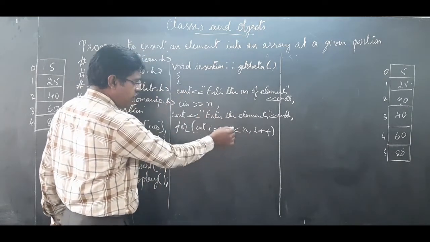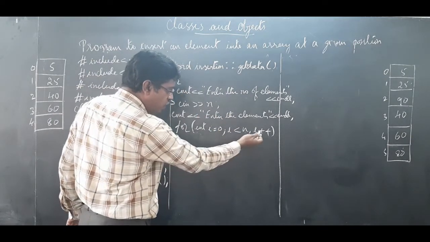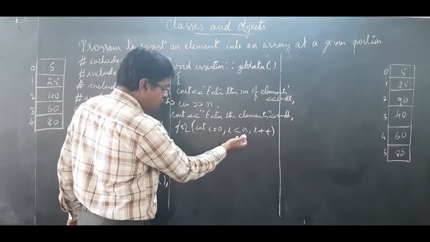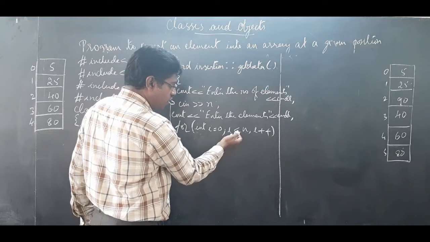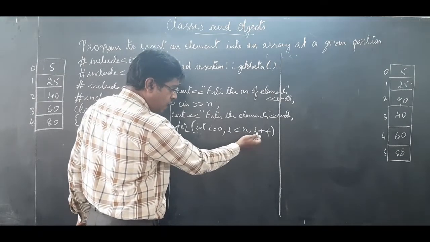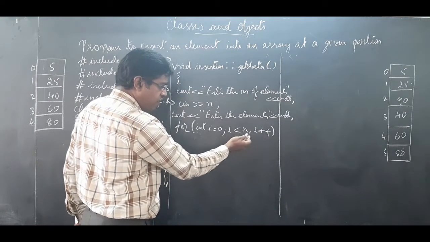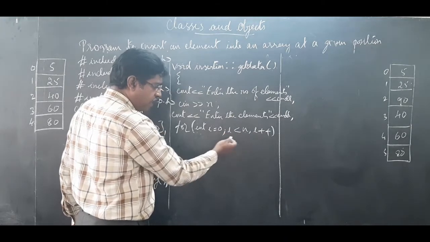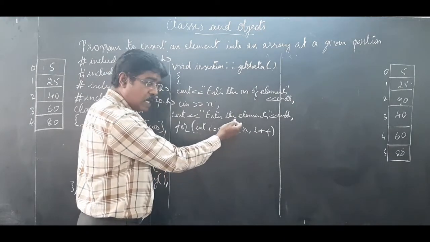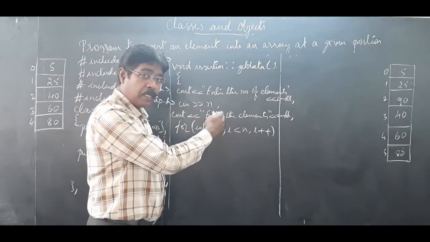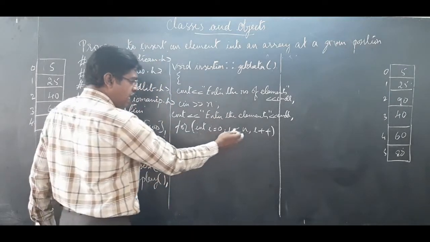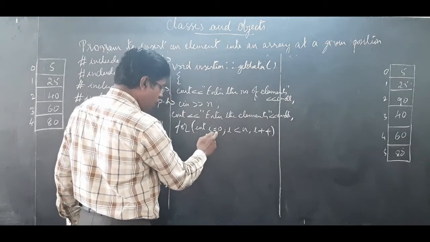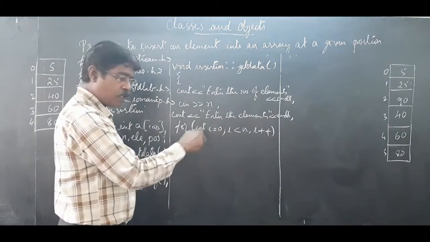n is the total number of elements. So i starts with the value what? 0. 0 less than, let us imagine we have taken 5 elements there. So n's value is 5. 0 less than 5. Then i increments, 1 less than 5. Then 2, 2 less than 5. 3 less than 5. 4 less than 5 is true. 5 less than 5 is false. So this loop is going to repeat n number of times, starting with 0. 0 is the index for the array.